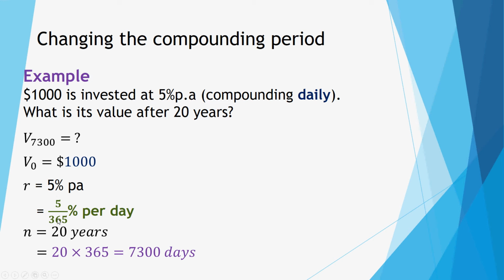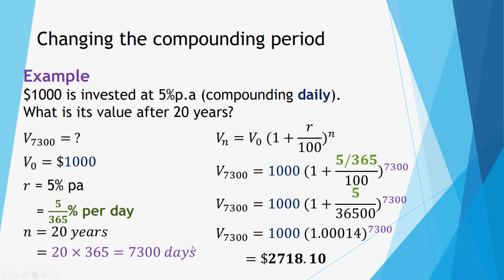However, that's going to be 5 over 365% per day, so that our rate in days matches our terms in days. Substitute it into our equation. Again, the 5 on 365 divided by 100 is easier expressed as 5 over 36500. Raise that to the power of 7,300 and multiply it then by 1,000. Gives us a return of $2,718.10, compounding daily.